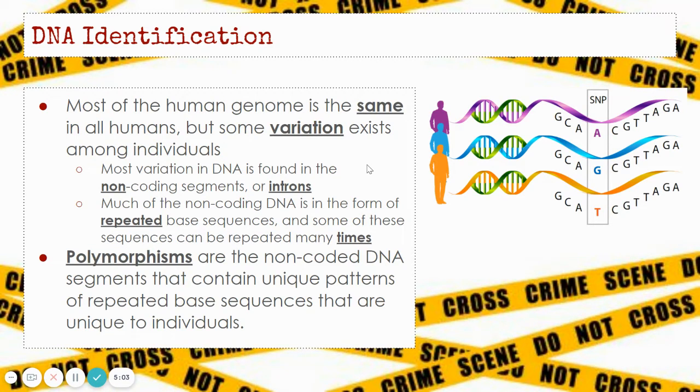Most of the human genome is the same in all humans, but some variation exists among individuals. Most variation in DNA is found in the non-coding segments. It's found in those introns. Much of the non-coding DNA is in the form of repeated base sequences, and sometimes these sequences can be repeated many times. So polymorphisms are the non-coded DNA segments that contain unique patterns of repeated base sequences that are unique to individuals. So those polymorphisms are what make our DNA unique from each other.